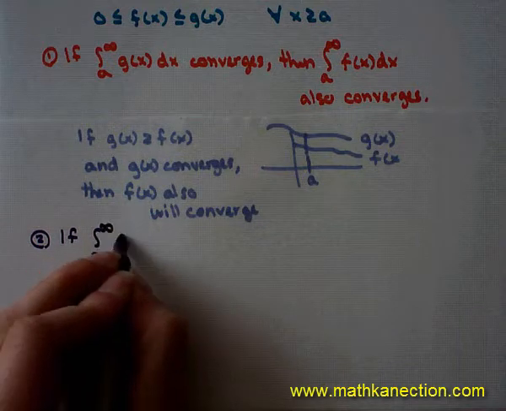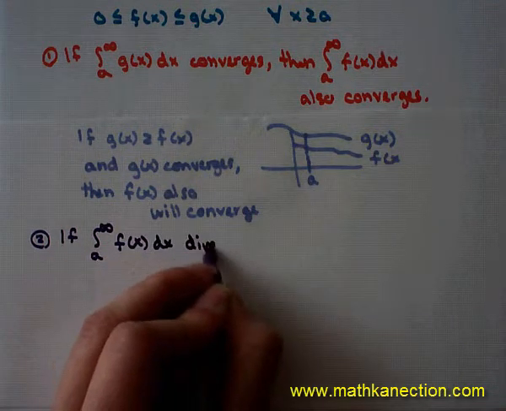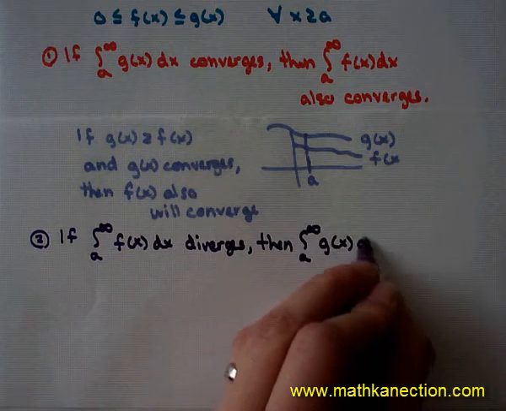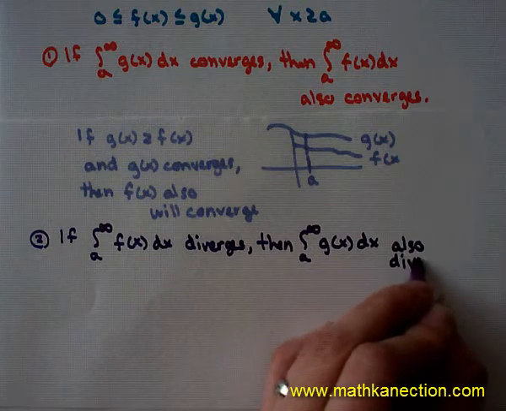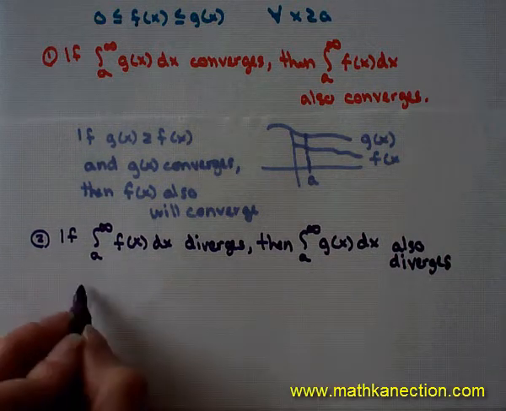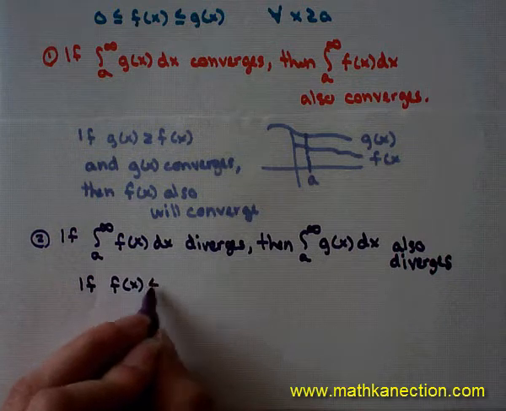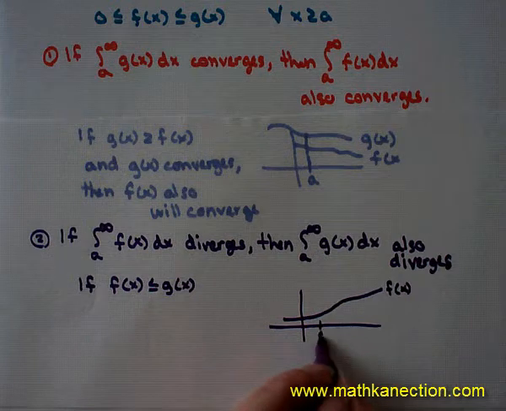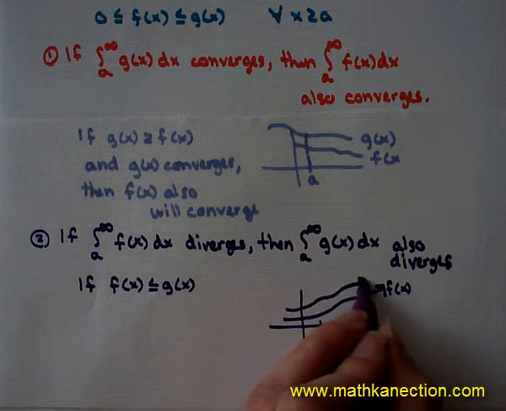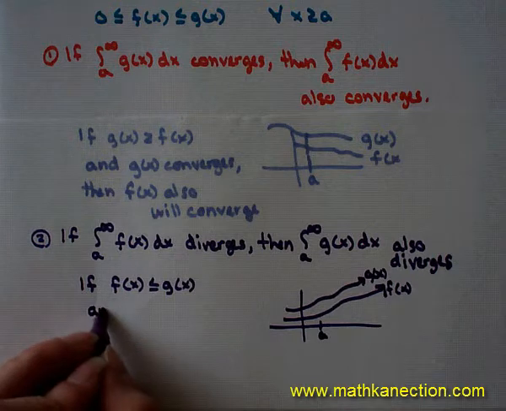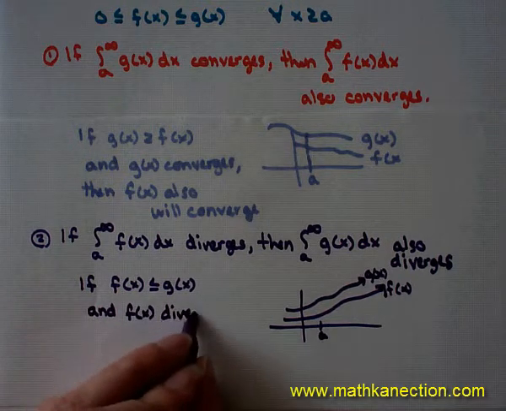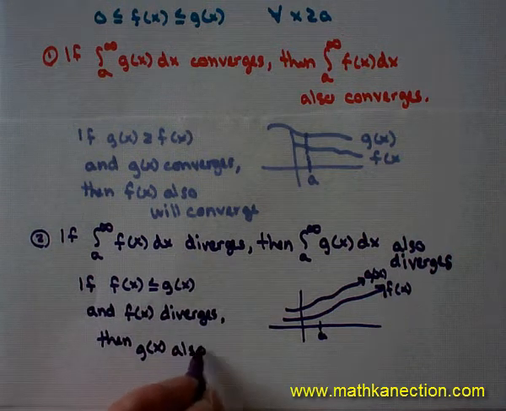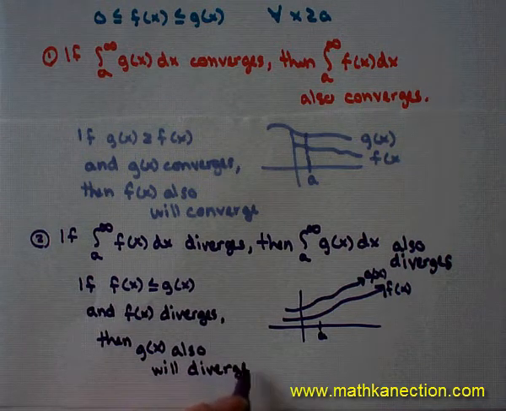Second scenario is that if the integral from a to infinity of f of x dx diverges, then the integral from a to infinity of g of x dx will also diverge. So if you know that f of x is smaller than or equal to the g of x function, so you have f of x graphed smaller than or equal to all the values of g of x from a to infinity, and you know that f of x will diverge, so the values of f of x will go to infinity, then g of x will also diverge since g of x is going to be bigger than where f of x is.